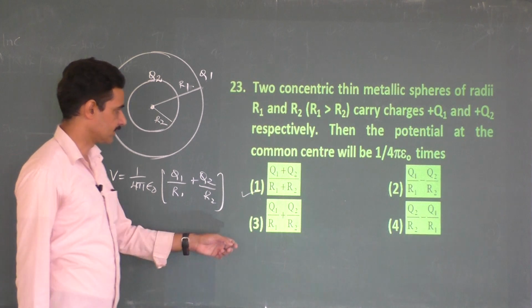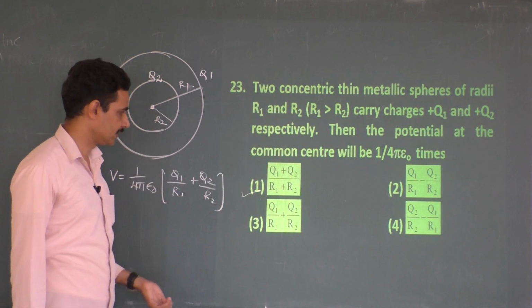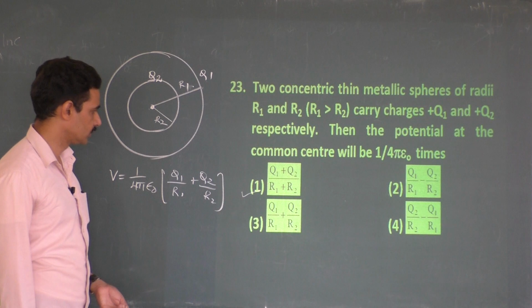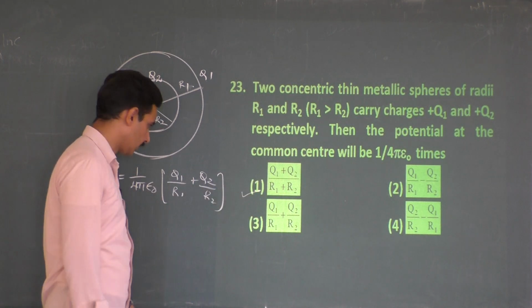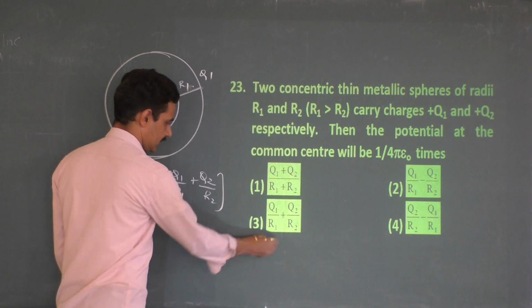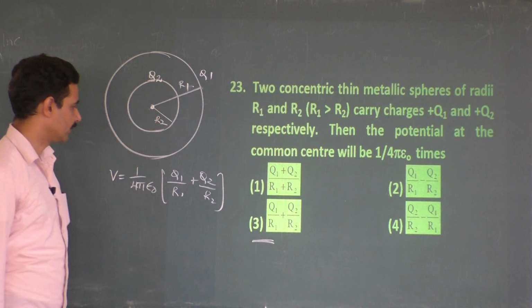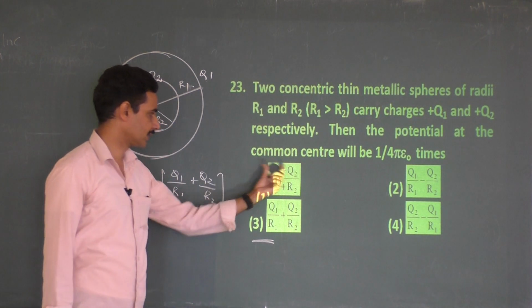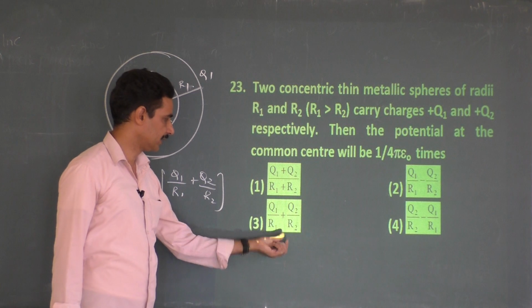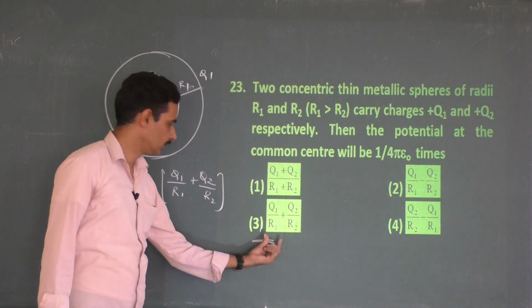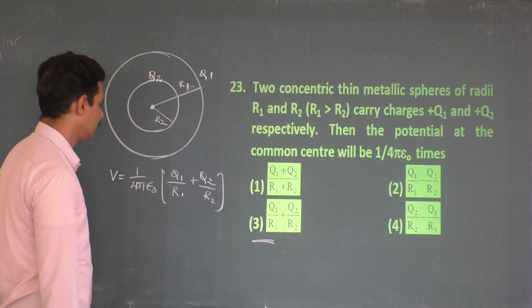Of course, the answer is 1 by 4 pi epsilon naught times q1 by r1 plus q2 by r2. It is not this one. This one is q1 by r1 plus q2 by r2. It is separate, that cannot be the answer. If you take the common denominator, it will only look like this. So the third option is the correct one.